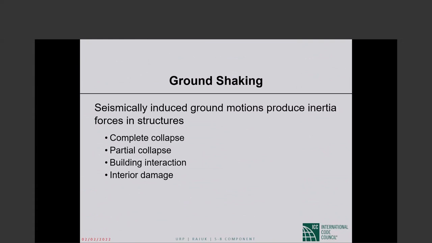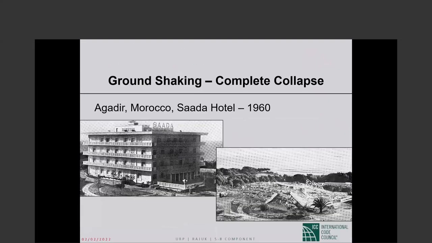So seismically induced ground motions, we know this by now. Seismically induced ground motions produce inertia forces in structures, and they can cause complete collapse of a structure, partial collapse, building interaction, basically hammering, or interior damage, damage to the non-structural elements, as we call them.